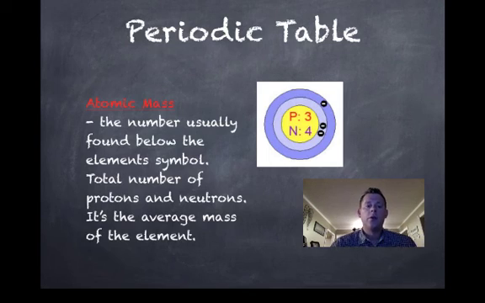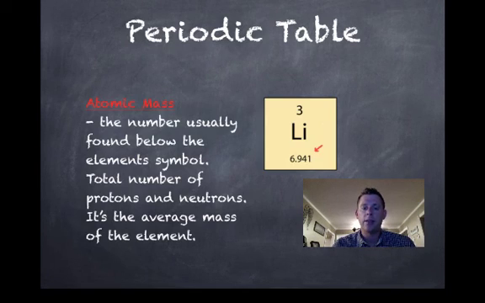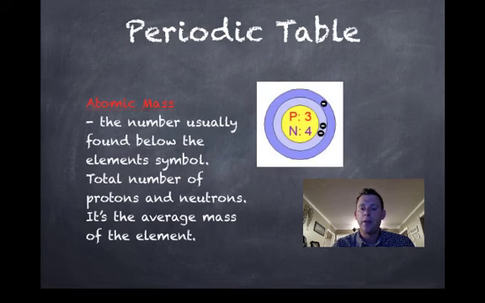Okay, we said the atomic mass is the number of protons and neutrons. So if we go back here, we can see that 6.941 rounds to 7. So that should mean there's 7 protons and neutrons. Let's see, 3 protons and 4 neutrons. So 3 plus 4 is 7. And you see the yellow nucleus there. That is where the mass of the atom is.